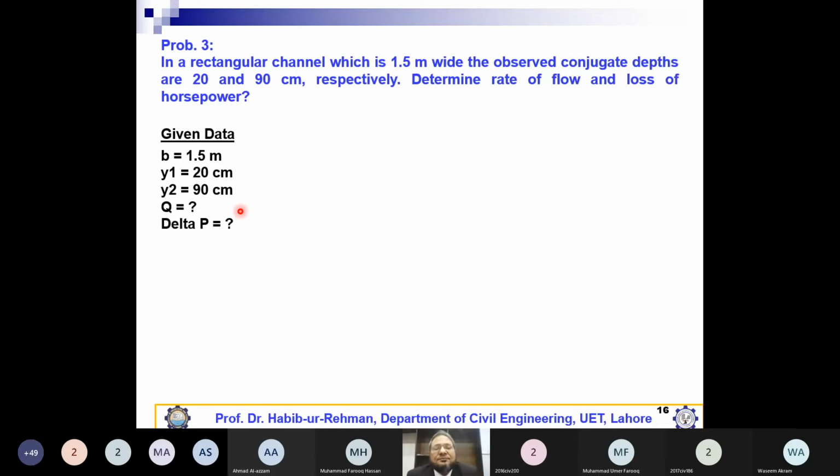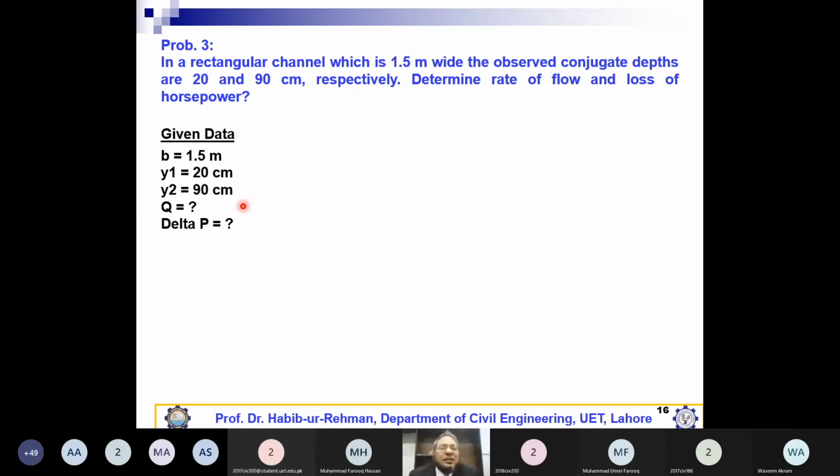Is this the equation? Yes, sir. Okay, please now put the values. So the q square over g, what should be the value of the g? 9.81. And then y1 is 0.2 meter, y2 is 0.9 meter, then in brackets 0.2 plus 0.9 over 2. And now you should be able to compute small q. Can you give me the value of small q? 0.985. Yes, very good. 0.985 cubic meters per second per meter.